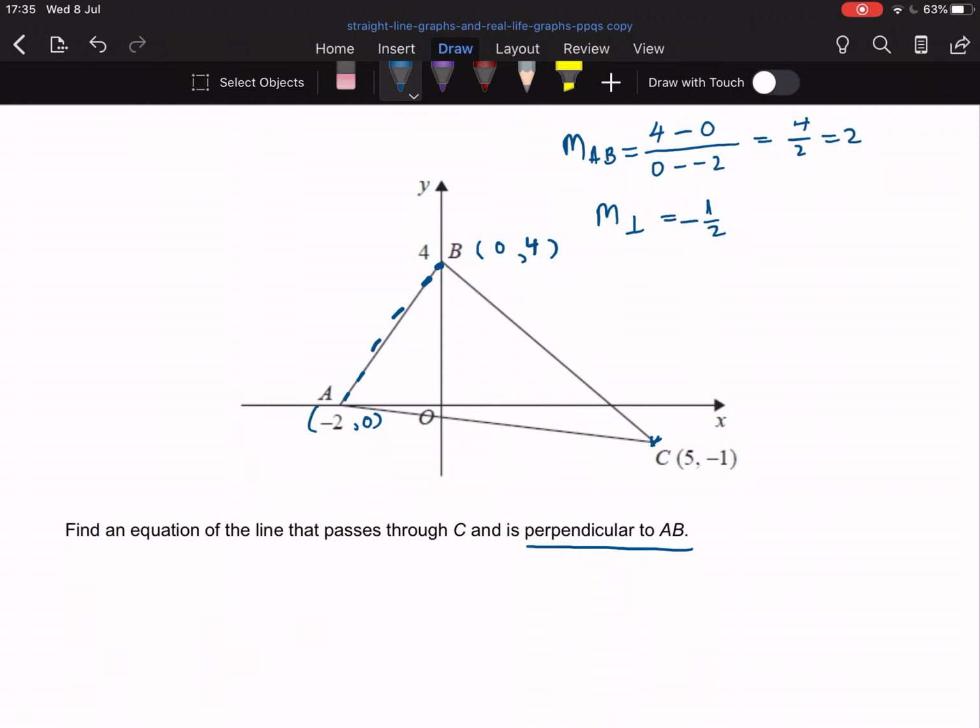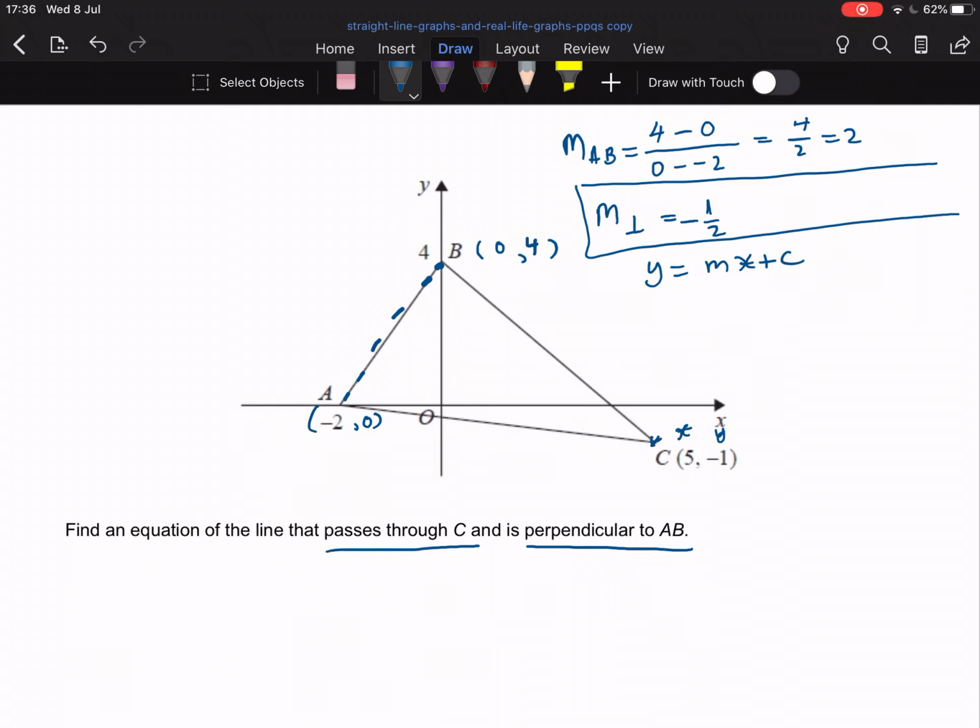Also a condition for this line is that it needs to pass through C. So I'm going to use the coordinates of point C, this x and this y, to put back in my y equals mx plus c. I already have the beginning of a list here. So I know that the gradient is -1/2, the x is 5, and y is -1, because these are the coordinates of point C.